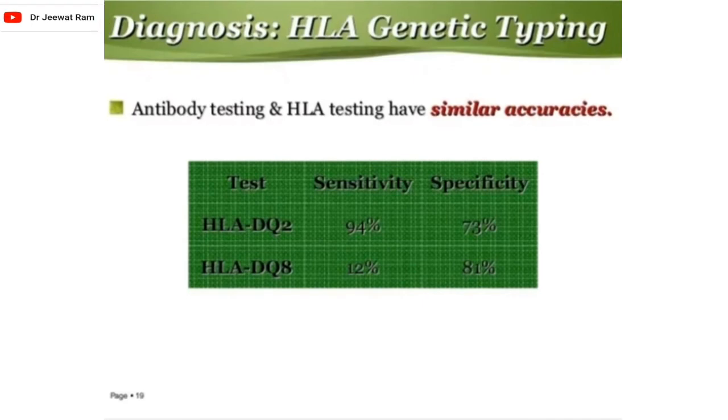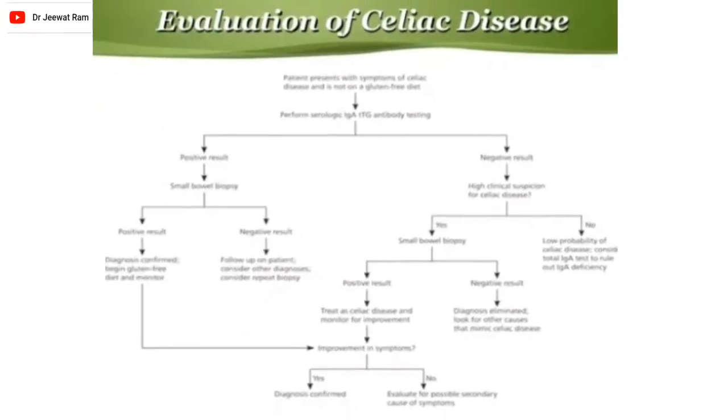HLA genetic typing and antibody testing have similar accuracies. HLA-DQ2: 94% sensitivity, 73% specificity. HLA-DQ8: 12% sensitivity, 81% specificity.